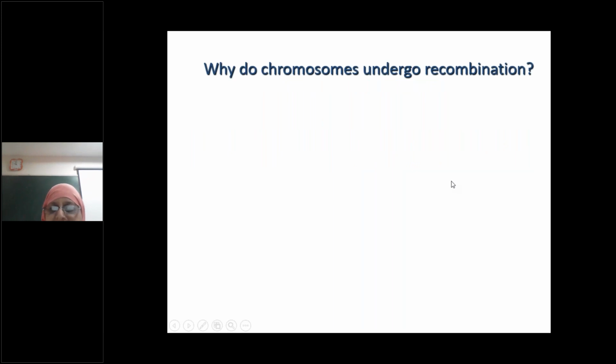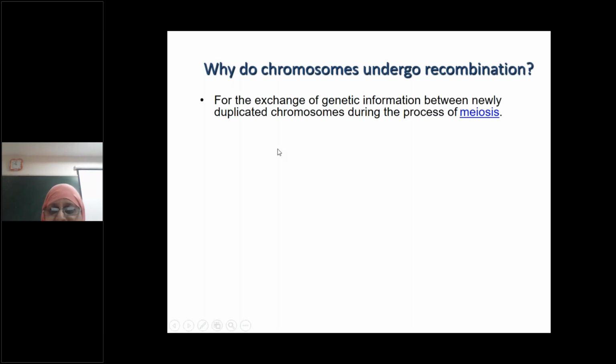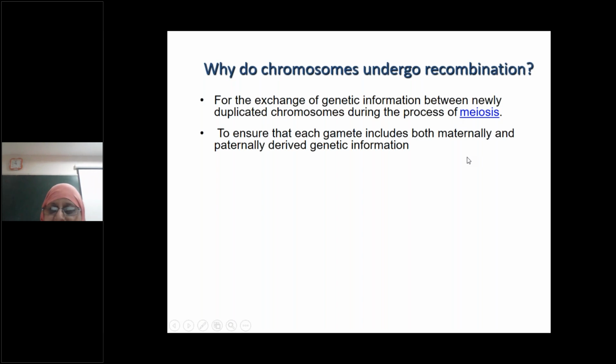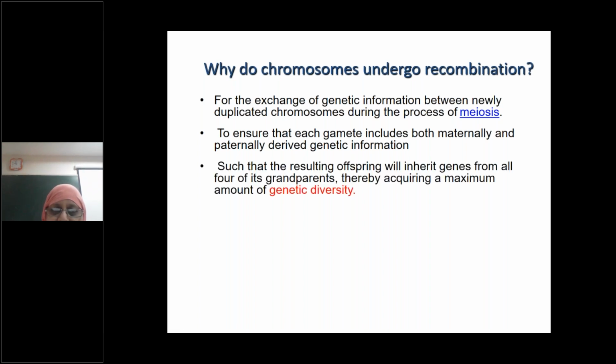Now, why do the chromosomes undergo recombination? What is the reason for that? This is because exchange of genetic information between newly duplicated chromosomes is required during the process of meiosis, to ensure that each gamete includes both maternally and paternally derived genetic information. Then, to promote genetic diversity, such that the resulting offspring will inherit genes from all 4 of its grandparents, thereby acquiring a maximum amount of genetic diversity.